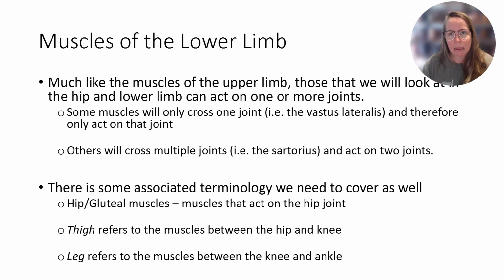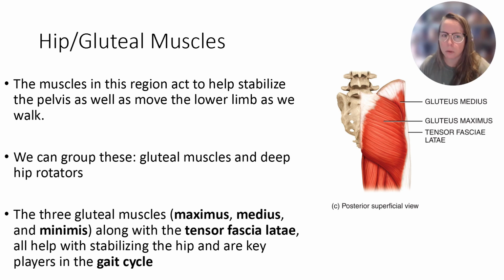And then the leg is considered from knee to ankle. Those muscles are typically acting on the ankle or the toes, kind of how the forearm muscles acted on the wrist and the fingers. So what we're going to do is take a look at all these different regions, talk about compartments, common things we see, and then connect it to real life. So let's start with our gluteal muscles.